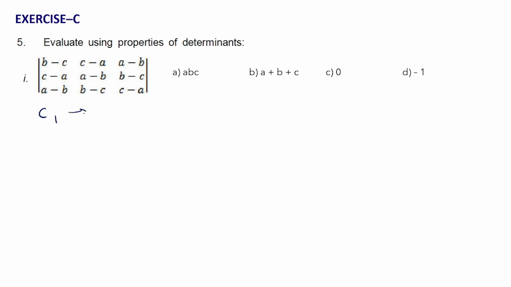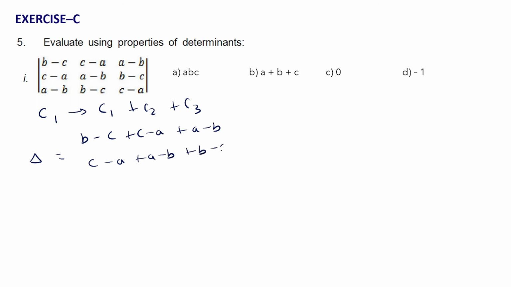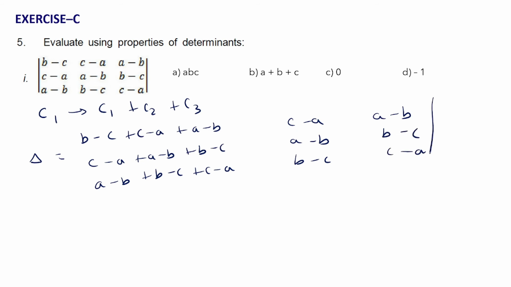So here if we do C1 changing to C1 plus C2 plus C3, we get the given determinant is equal to B minus C plus C minus A plus A minus B, then C minus A plus A minus B plus B minus C, then A minus B plus B minus C plus C minus A. The other columns remain the same. Then we have the third column A minus B, B minus C, C minus A. So here we can see that all these terms cancel out and we get 0.